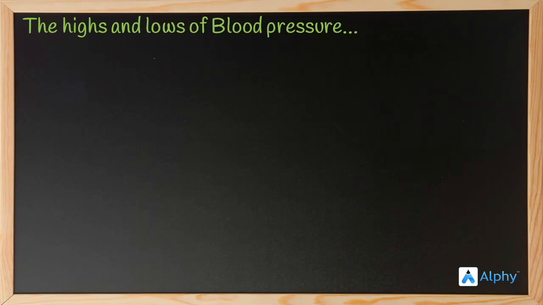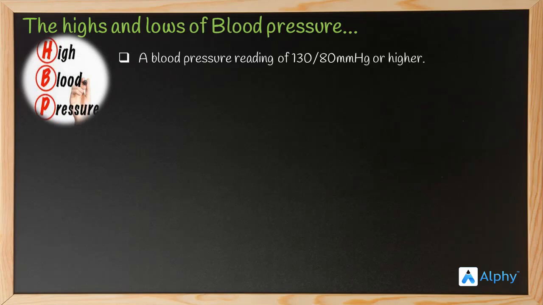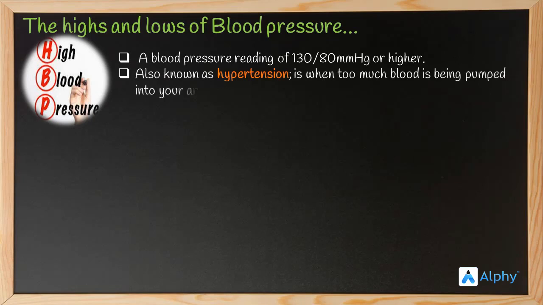Like the first, we can talk about high blood pressure, which is a blood pressure reading of 130 by 80 mmHg or even higher. Okay, this situation is known as hypertension, when too much blood is being pumped into your arteries. Or in simple words, you can understand it as a condition in which your arteries are overworking themselves.